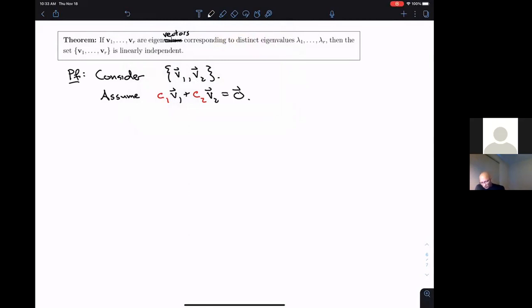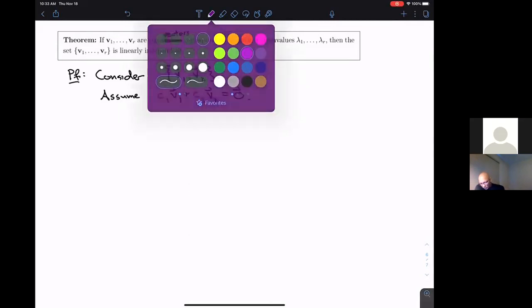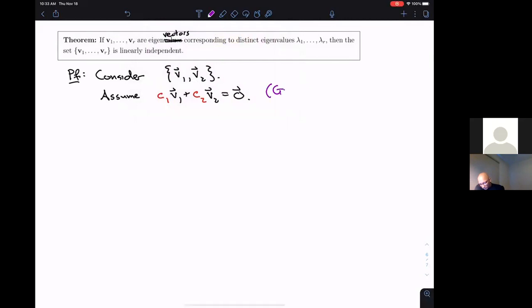So just as a reminder, my goal, if I want to show that this set is linearly independent, is to show that C1 is 0 and C2 is 0, right? That only the trivial solution exists. If there were a non-trivial solution, this would be linearly dependent. Okay, so that's my goal. So how am I going to show that C1 and C2 are both 0?